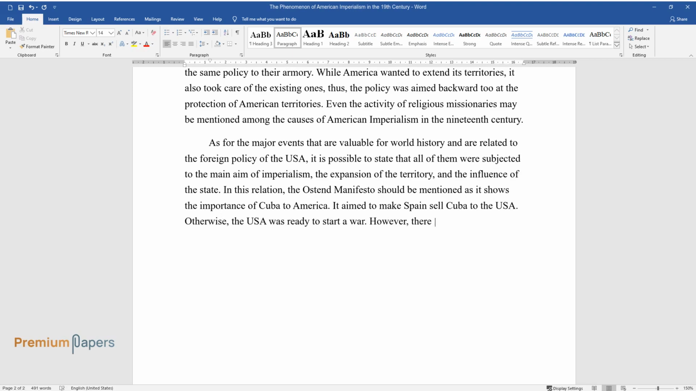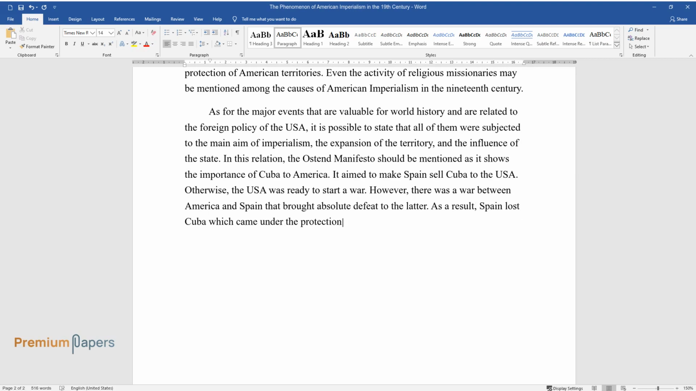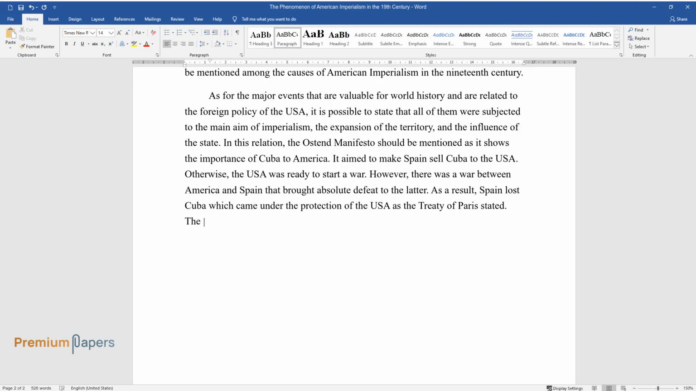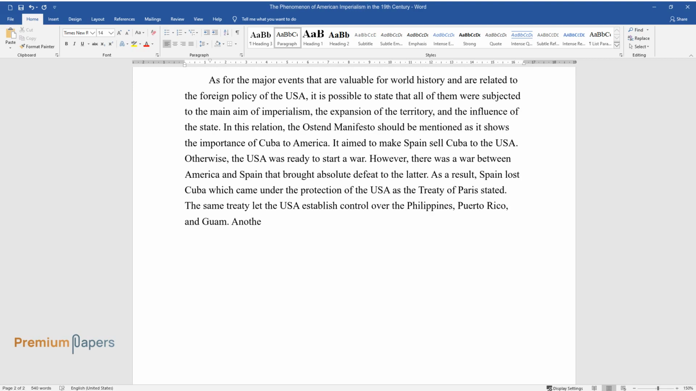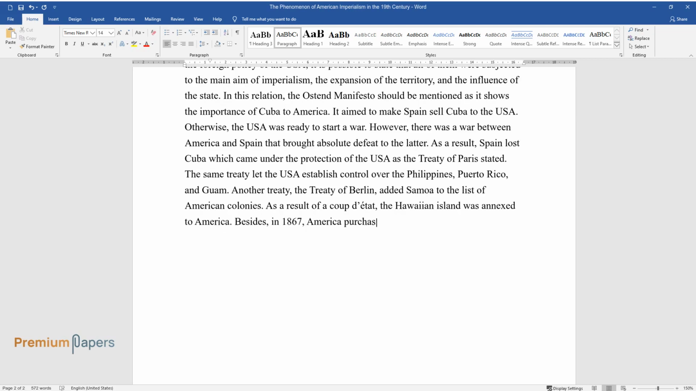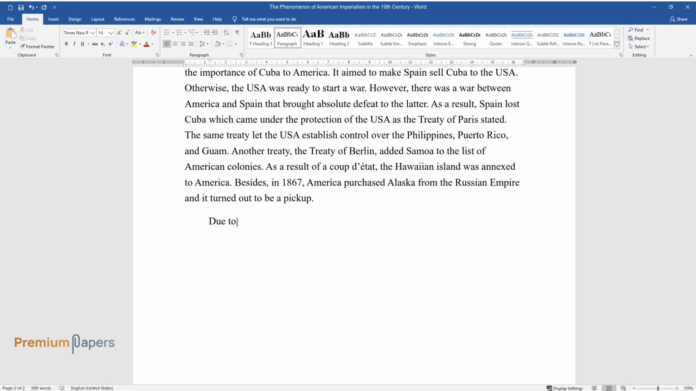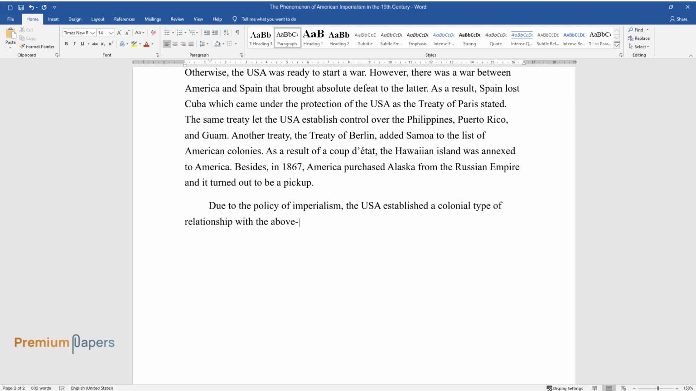However, there was a war between America and Spain that brought absolute defeat to the latter. As a result, Spain lost Cuba, which came under the protection of the USA, as the Treaty of Paris stated. The same treaty let the USA establish control over the Philippines, Puerto Rico, and Guam. Another treaty, the Treaty of Berlin, added Samoa to the list of American colonies. As a result of a coup d'état, the Hawaiian island was annexed to America. Besides, in 1867, America purchased Alaska from the Russian Empire and it turned out to be a pickup. Due to the policy of imperialism, the USA established a colonial type of relationship with the above-mentioned countries.